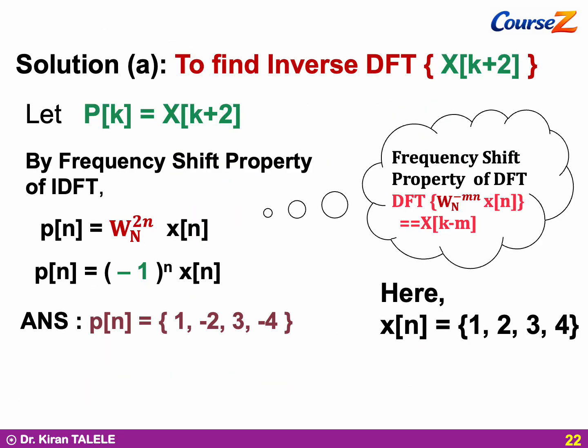Similarly, to find inverse DFT of X of k plus 2, let's say P of k is X of k plus 2. By frequency property, P of n will be W_N raised to 2n times x of n, but W_N raised to 2 is also minus 1. That means in this case we'll get the same answer.